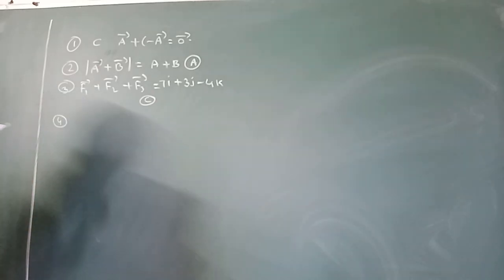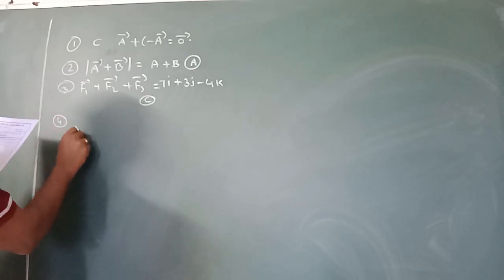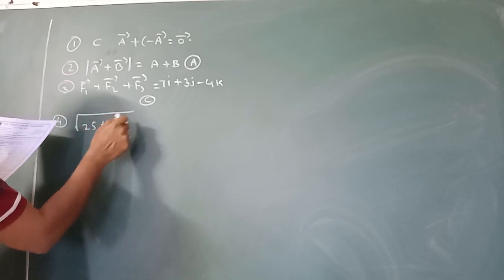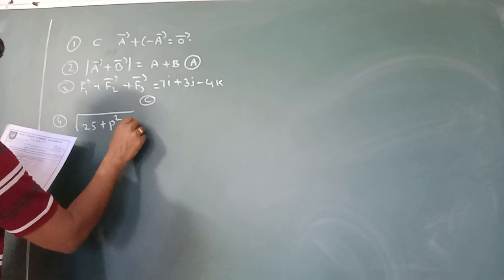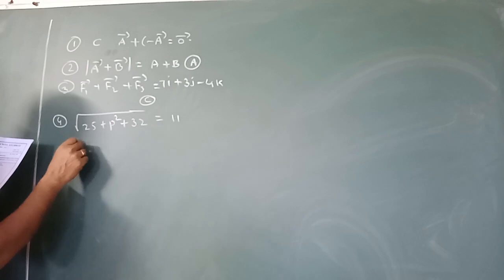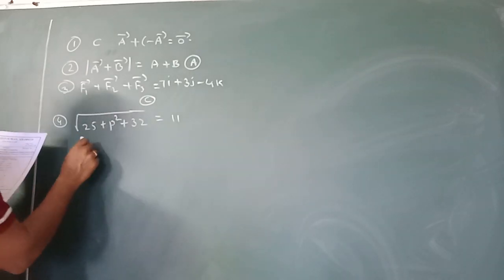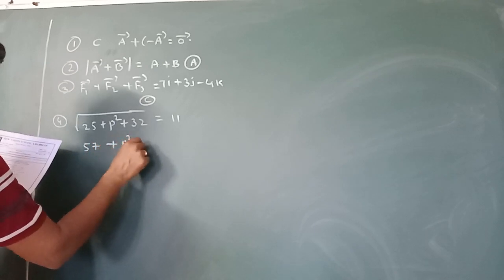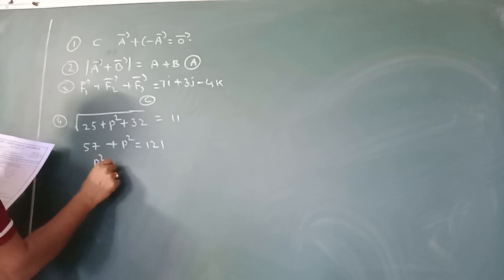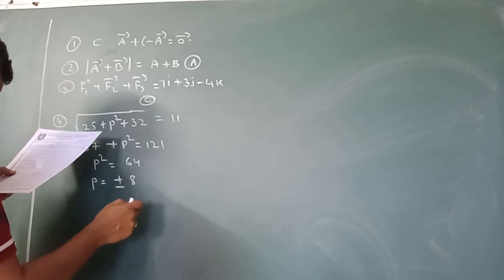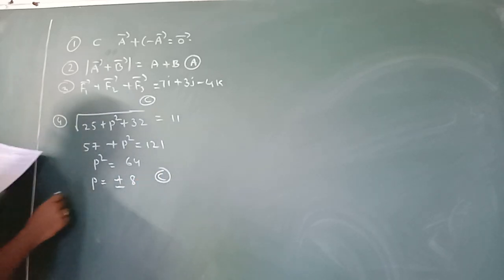Fourth one, the modulus of a vector is 11. Find the value of p. Modulus means root over 5 square, 25, plus p square plus 4 root 2 whole square, 32, is equal to 11. 25 plus 32, 57, plus p square is equal to 121. P square is equal to 64. P is equal to plus or minus 8. So option C.